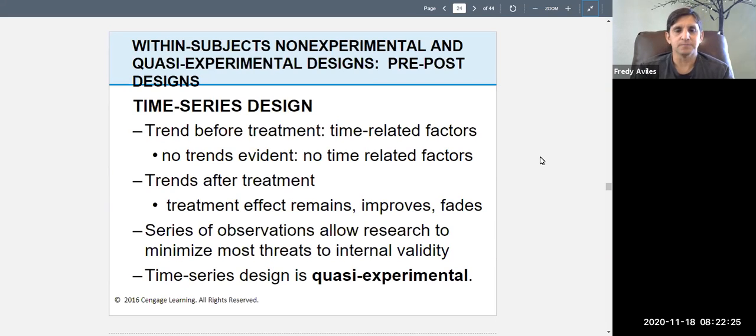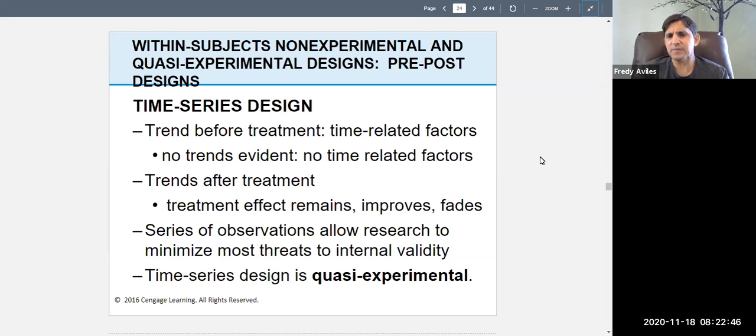That's another example there. The series of observations allow researchers to minimize most threats to internal validity. So because you can see the pattern before treatment and the pattern after treatment, you can see if there's something else that's affecting cause and effect, right? That's leading to the effect that you see. Remember, internal validity has to do with cause and effect.